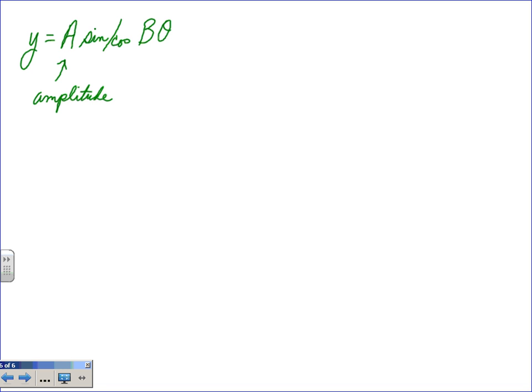Y equals cosine theta. When we graphed this, the amplitude is 1. It went from 1 to negative 1, didn't it? That's your amplitude. When we stretched it and we went y equals 2 cosine theta, the amplitude we said was 2. That's the amplitude, because it went from a positive 2 down to a negative 2, right? Okay?